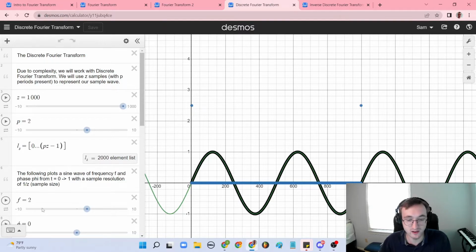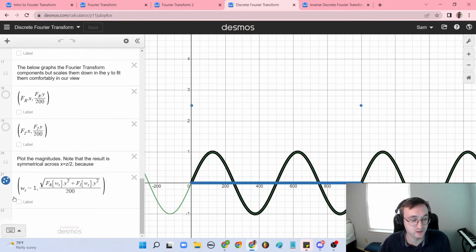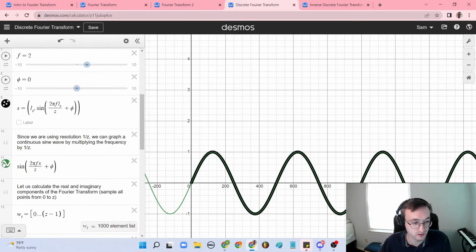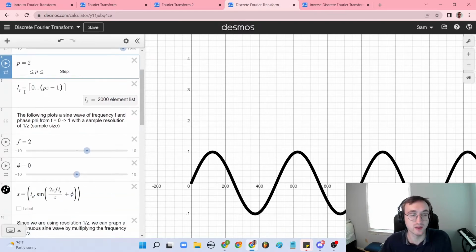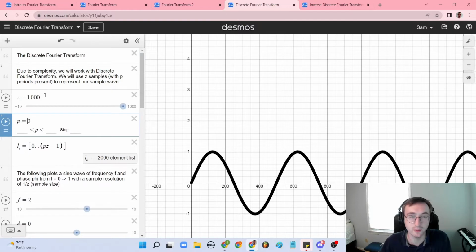Alright, so now we need to talk about the discrete Fourier transform, because this is what we ultimately want to implement. So I'm going to go ahead and hide some of this stuff. But basically, I'm going to have 1,000 samples, and I want to show 2 periods. So I'm going to make a bunch of points, starting from a list from 0 to the period times the number of samples.